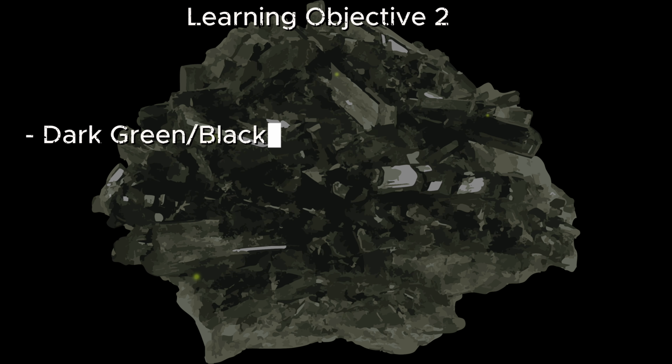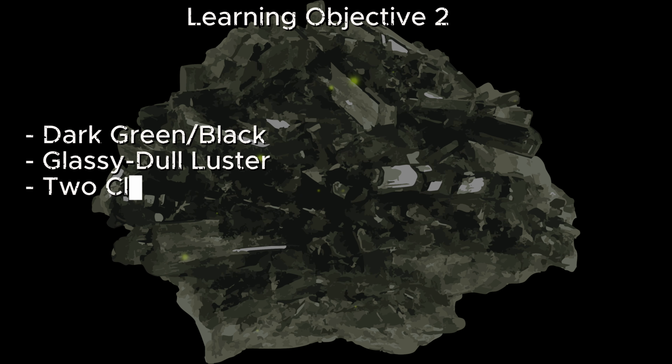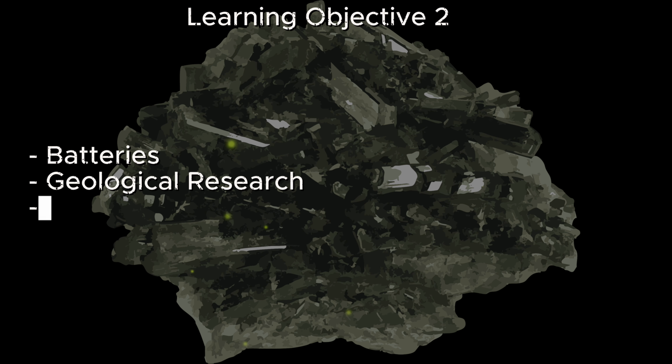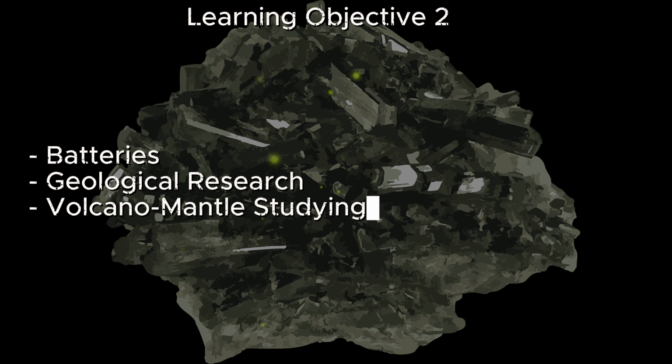Pyroxene is a dark green to black mineral that has a glassy to dull luster and 2 cleavage directions at nearly 90 degrees, which makes this mineral stand out. Pyroxene is not commonly used in consumer products, but varieties of it, like the pyroxene spodumene, are a lithium ore that is needed for batteries. Other types of pyroxenes are more commonly used for geological research to help scientists further understand volcanic and mantle processes. In fact, pyroxene minerals are able to tell geologists the temperature and pressure at which a rock was formed.